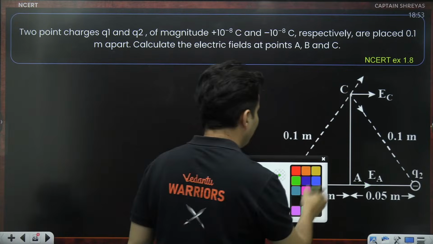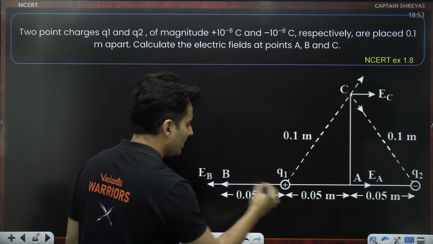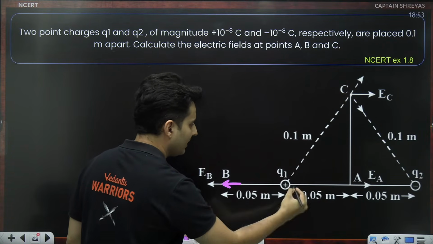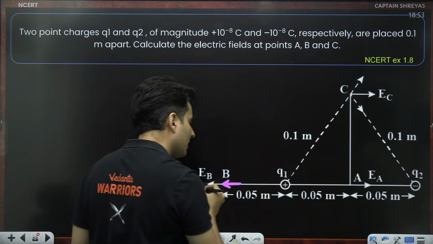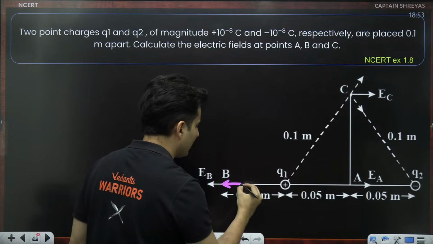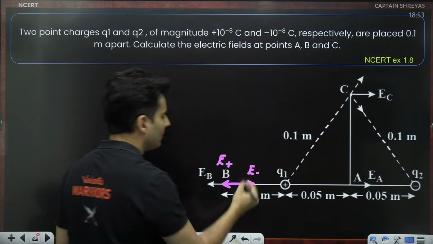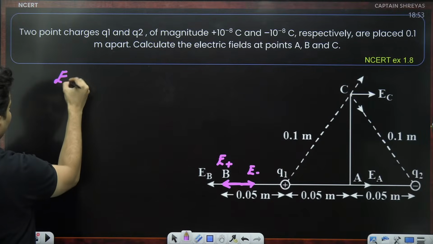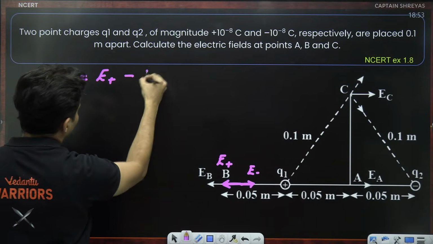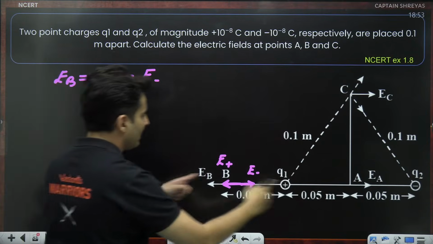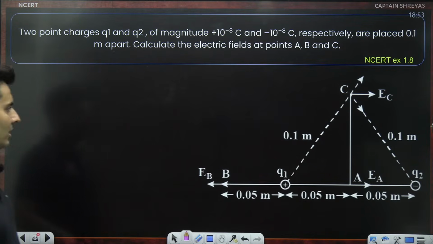Similarly, if you go to point B over here, this positive charge will give a field here, radially outwards. This negative charge at this point will give an attractive field exactly opposite. So E negative will be here, E positive will be here. So the net electric field at point B will be the electric field due to the positive minus the electric field due to the negative, because they are opposite in direction. I hope this point is also clear.